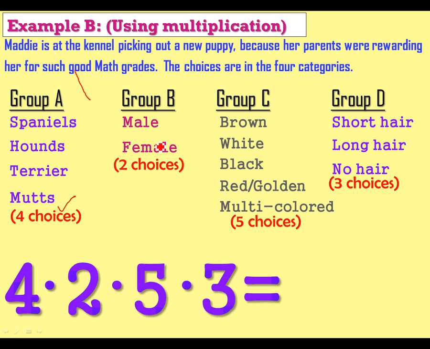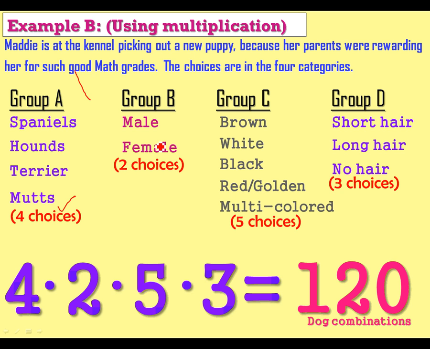You could use your calculator on these, especially if the numbers get really huge. But 4 times 2 times 5 times 3 comes out to 120 dog combinations. So Maddie has her choice, theoretically. This is probably not real, but she has a choice of 120 dogs, or that number of combinations, 120 dog combinations if they were to clone them, I guess.